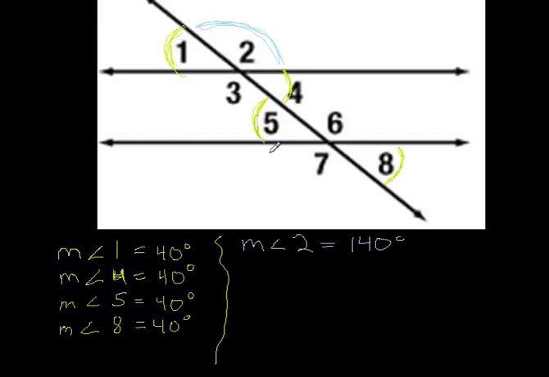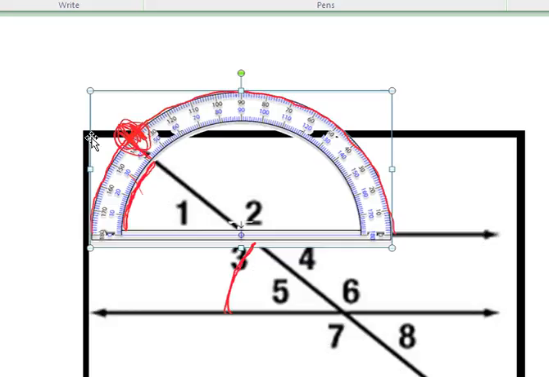Cool, well I know that since angles 2 and 3 are vertical, angle 3 must equal 140 degrees. Cool. Well, it also looks like the measures of angle 2 and 6 are actually equal, but I'm going to verify that again.